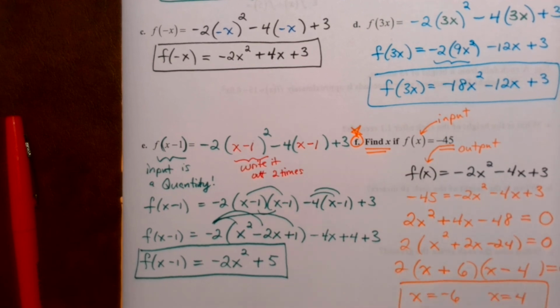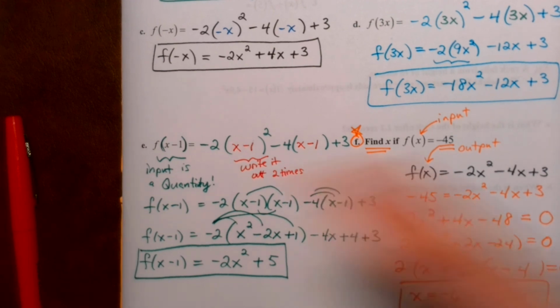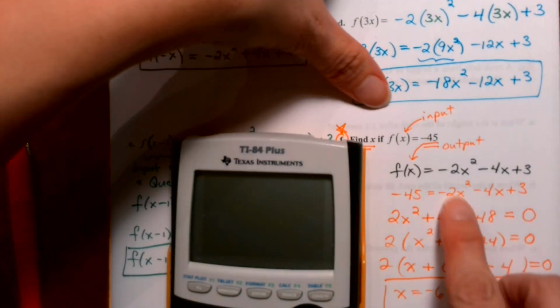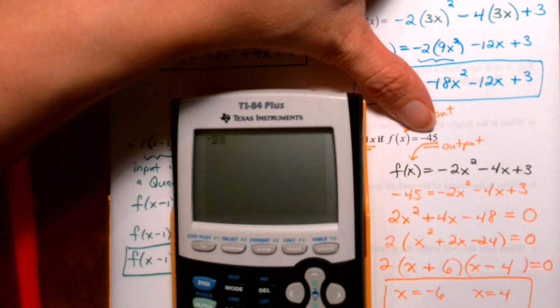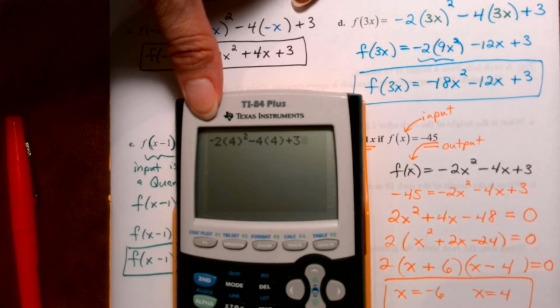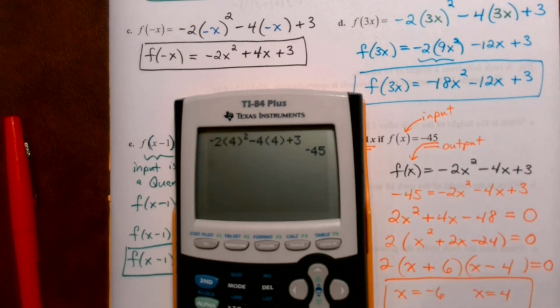Is there any way to check these? Well, of course there is. You can grab your calculator. I'm going to take 4 and plug it into f of x and see if I get that same output. So negative 2, and I'm going to input 4 for fun, minus 4 times the x plus 3. When I plug 4 into the f of x, the output is perfect, negative 45. You could also check your other input to see if it makes an output of negative 45.